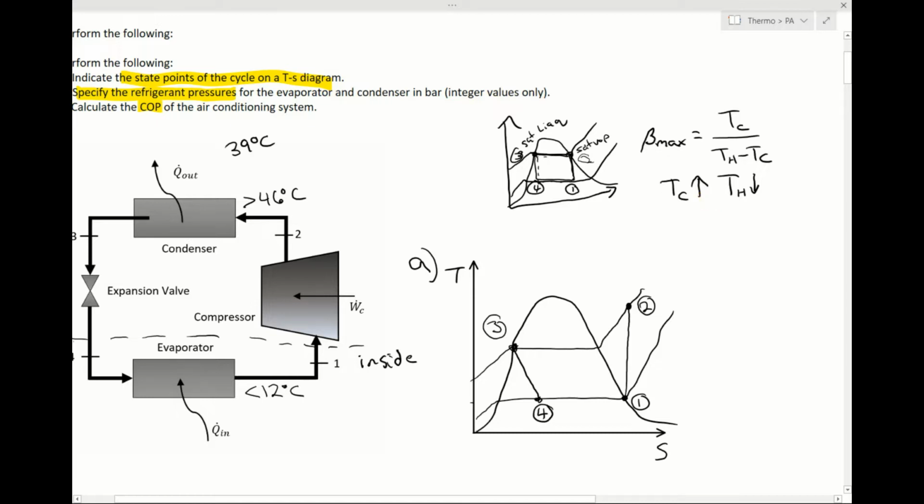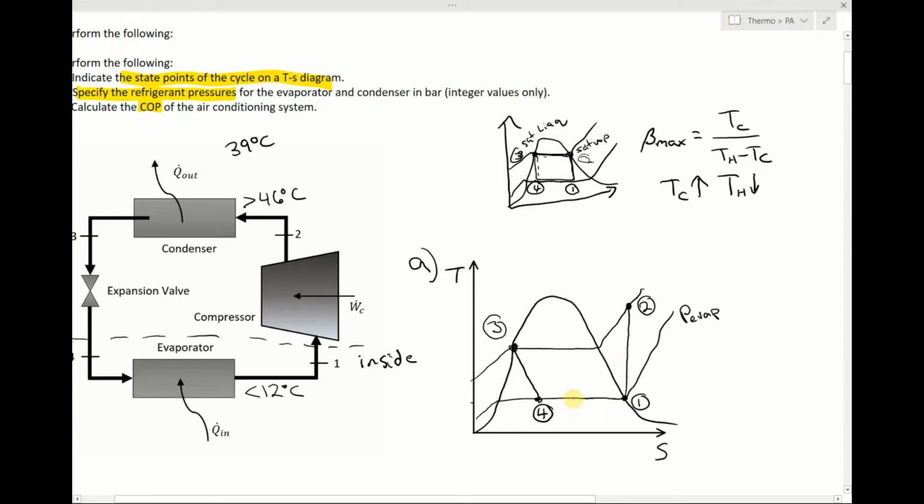Now we're told that this evaporator, so this is this evaporator temperature, and this is really the nice thing about air conditioning systems, or all of these cycles, is that pressure and temperature are related. So we can actually control this temperature by selecting this pressure. So this evaporator temperature, we know it has to be less than 12 degrees Celsius.